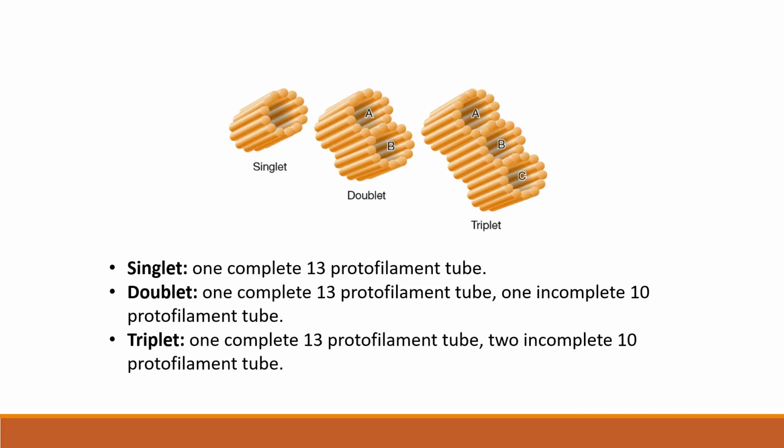Here I provided an image that gives you guys a little bit more detail on the singlets, doublets, and triplets. Something that I should point out on the arrangement of these microtubules: the singlets are going to be composed of 13 protofilaments in a circle, that make up a tube. As you add more microtubules to make the doublets and the triplets, they have one complete 13 formation, I guess, and then the secondary and third structures are going to have only 10 protofilaments.